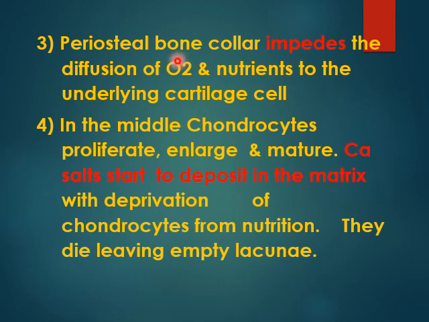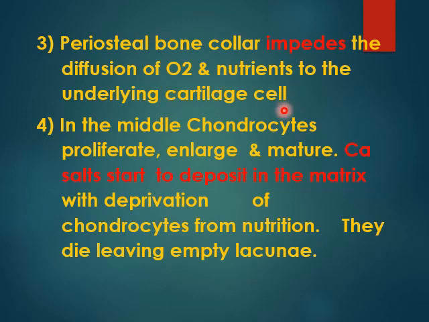Dear students, you know that the hyaline cartilage is avascular and it takes nutrition from the perichondrium by diffusion. The perichondrium here changed into periosteum and we have the periosteal bone collar. It will prevent nutrition from coming from the periosteum to supply the chondrocytes present in the middle. So it is going to impede the diffusion of oxygen and nutrition to the cartilage cells.